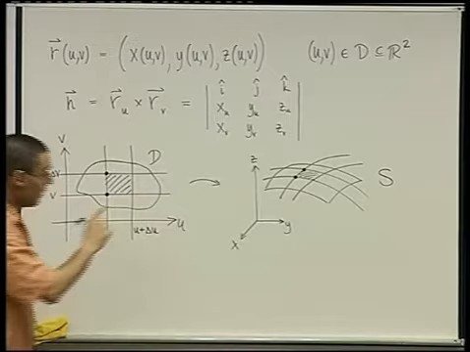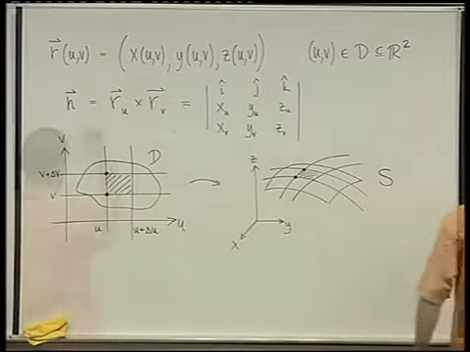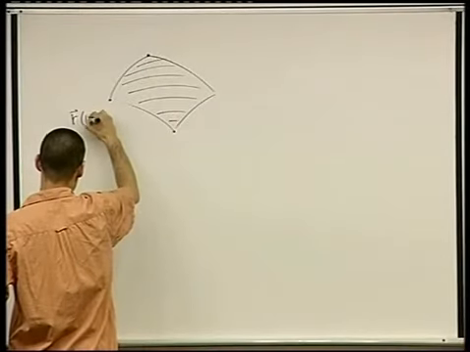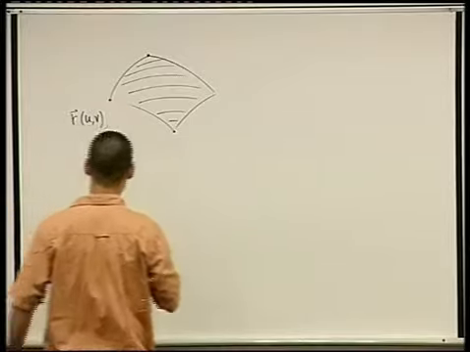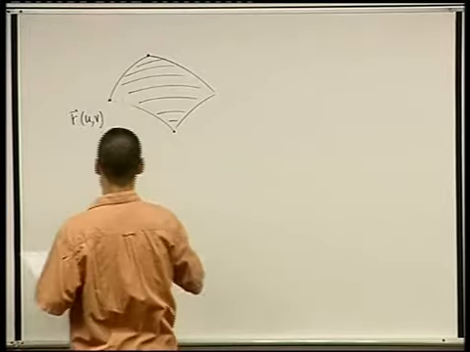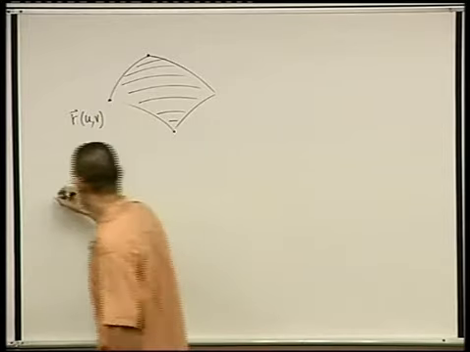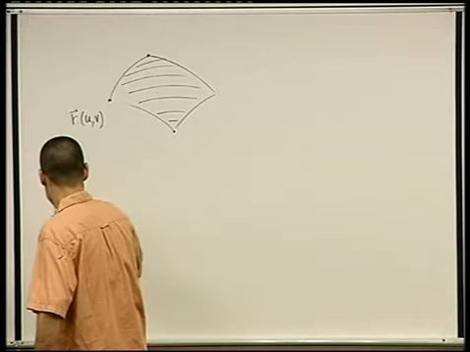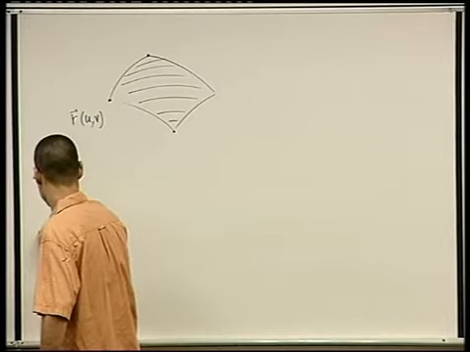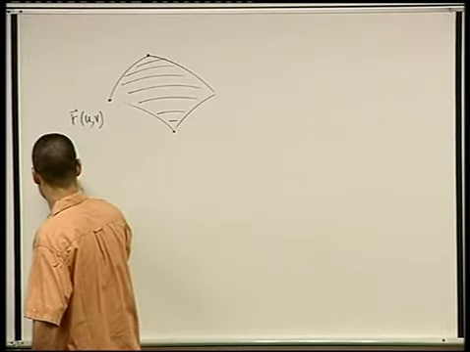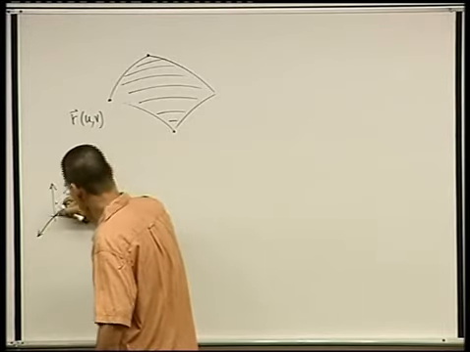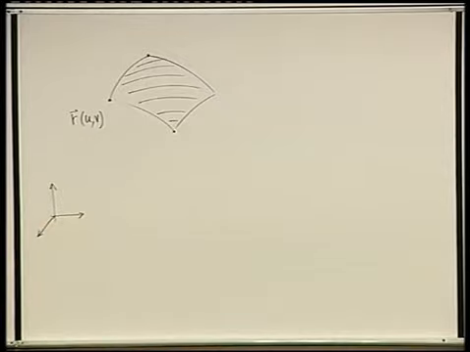So I'm going to draw these points up here. This is going to be r of (u,v). That's this point. And remember that it's a vector. We can think of it this way: here's the origin somewhere down here of our coordinate system, and we can think of this as a vector starting at the origin.